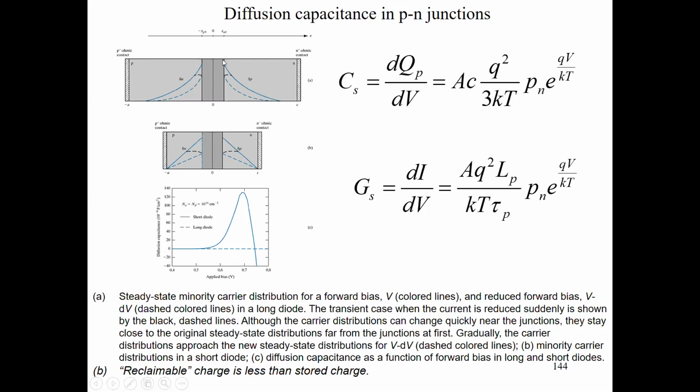However, for a short diode, where the carrier concentration changes linearly with distance, I can extract the minority carriers, and this exponential dependence of diffusion capacitance on voltage is valid. So you have to think in terms of what's called the reclaimable stored charge, meaning how much of the stored minority carrier charge can be reclaimed at the electrodes is what gives rise to the diffusion capacitance. It's a little bit of a tricky argument.